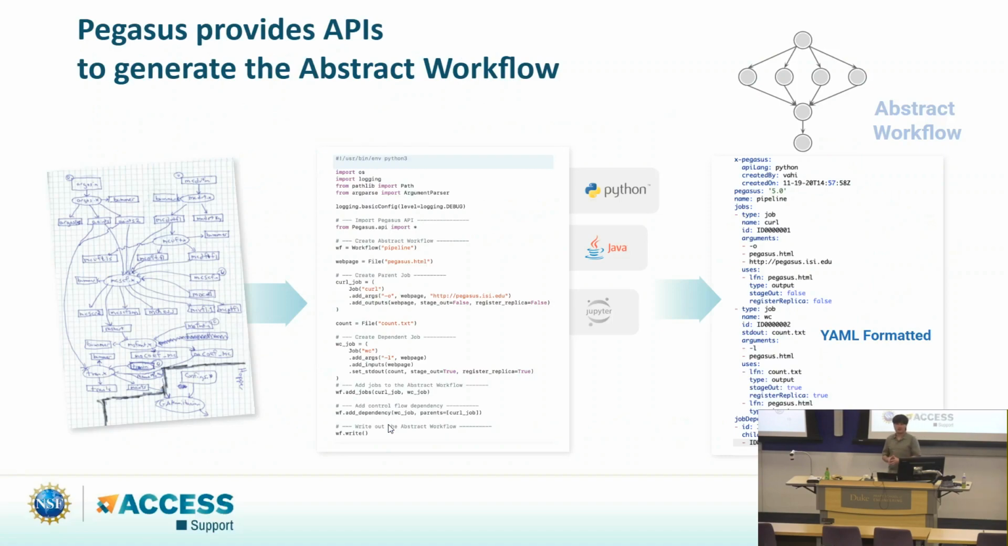Pegasus provides APIs to generate the abstract workflow. So let's say I wanted to run a job. I wanted to say, hey, I have these 5 jobs. I want to run them in this order. And I write them down on my iPad. I write them down on a piece of paper. That's this first picture on the left. We're planning stuff out in our head.